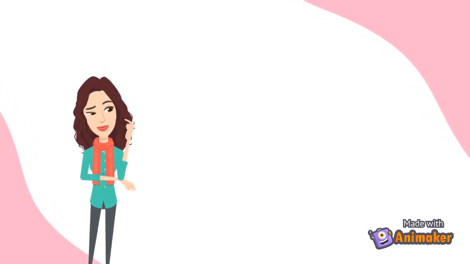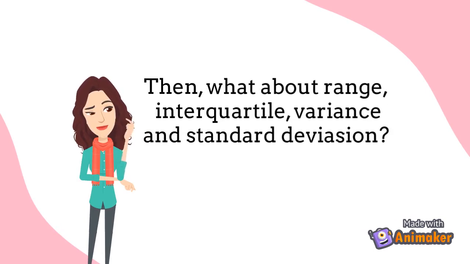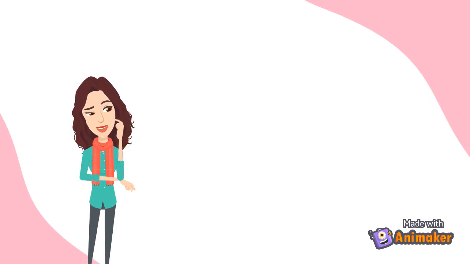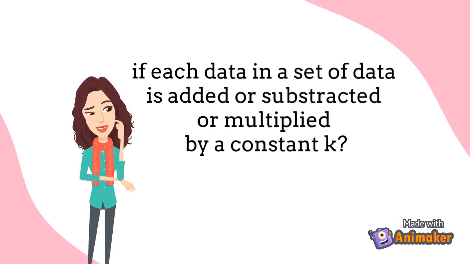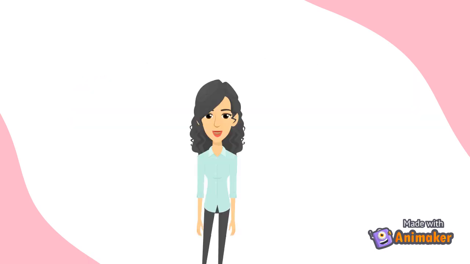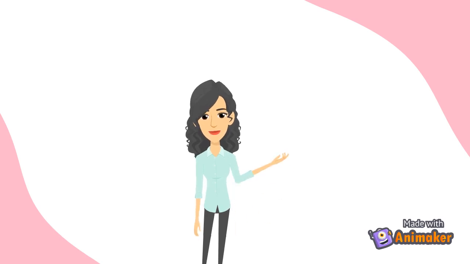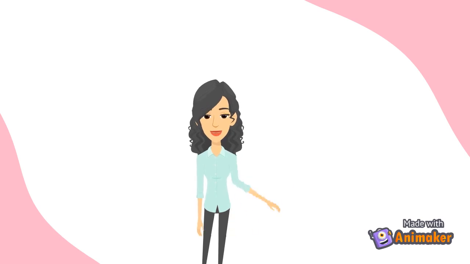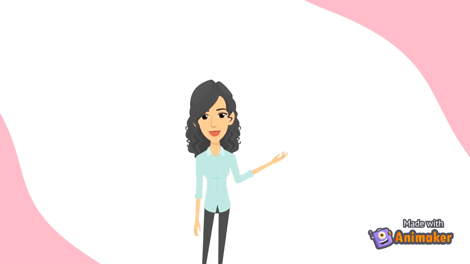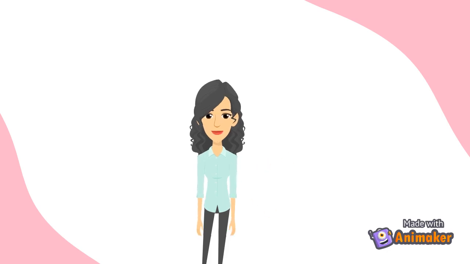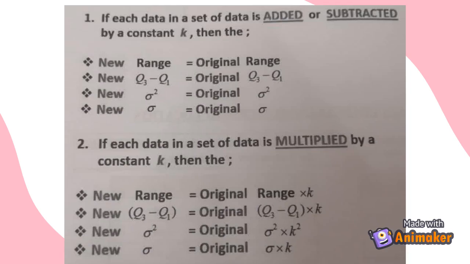Then, what about range, interquartile range, variance, and standard deviation? Were they affected too if each data in a set of data is added or subtracted or multiplied by a constant k? To answer your question, Rasyiqah, if it is either added or subtracted, the new range, interquartile range, variance and standard deviation will stay the same as the original, but if it is multiplied by a constant k, then the new range, interquartile range, variance and standard deviation will have a new value. Check this for a better understanding.